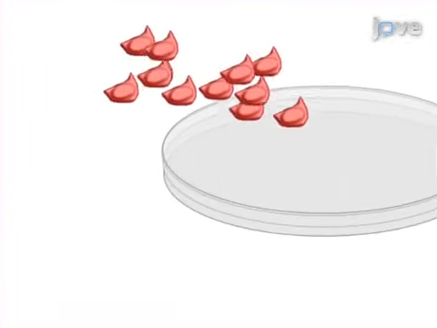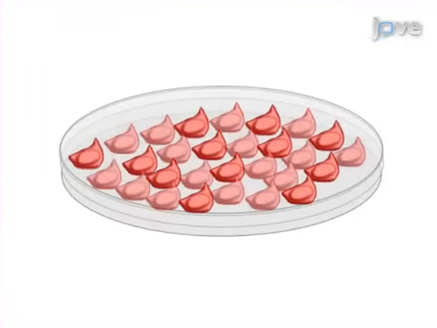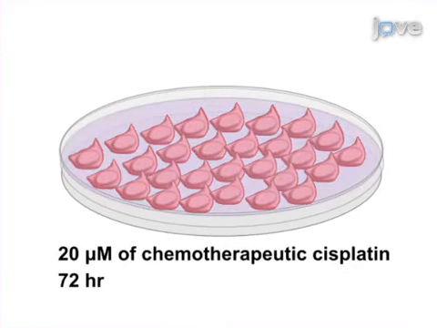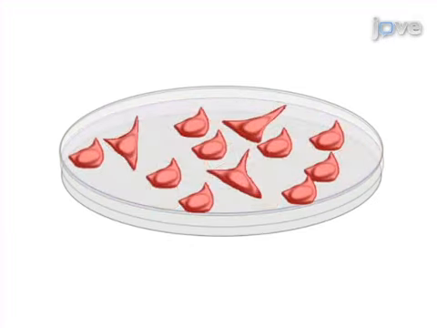The second step of the procedure is to treat ovarian cancer cell lines with chemotherapeutic cisplatin for 72 hours, and then culture the surviving cells in CSC media. After 2 days, the non-adherent spheroids will form.